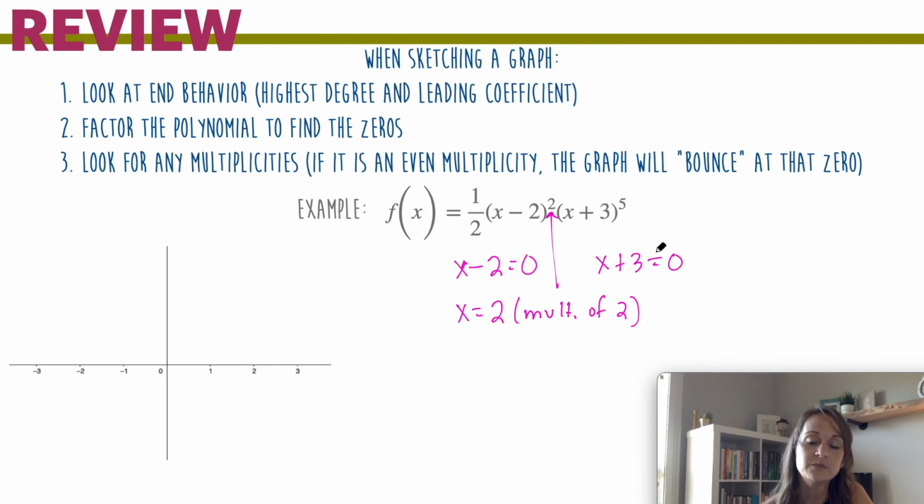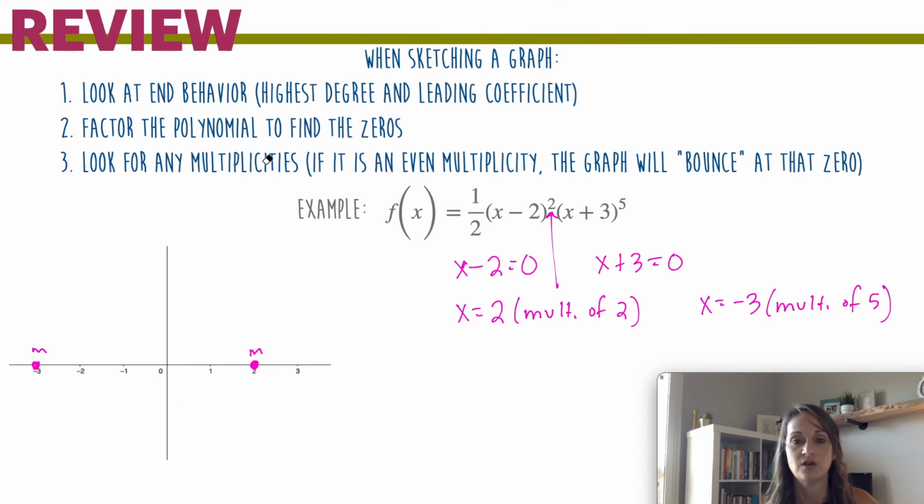We also know that x plus 3 there is a 0, which means that x equals negative 3 there is a 0. So we know that at 2 there's a multiplicity, and at x equals negative 3 there's also a multiplicity of 5. Now, we are only worried about even multiplicities, because only when the multiplicity is an even number is it going to bounce.